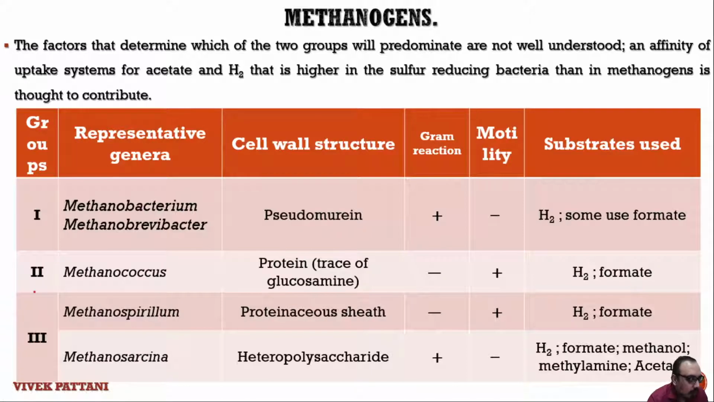Now, the factors that determine which of the two groups will predominate are not well understood. The uptake systems for acetate and hydrogen, which are higher in the sulfate reducing bacteria than in the methanogens, are thought to contribute. It's just an idea. There are basically different representative genera, as I told.